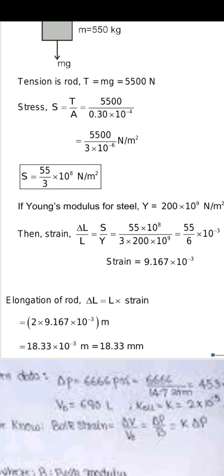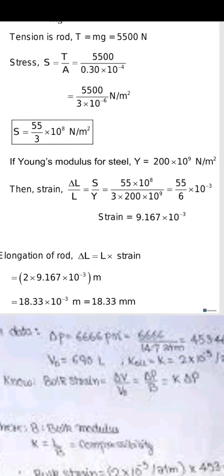Why are we having such a formula? Because we know that Young's modulus is equal to stress over strain. All right, so in a case where we're being given Young's modulus and we have calculated stress, and then we want to calculate strain, we're going to have a formula as in strain equals stress over Young's modulus, and then after doing the multiplication and the division here, we'll have the value for strain as 9.167 times 10 to the power negative 3.